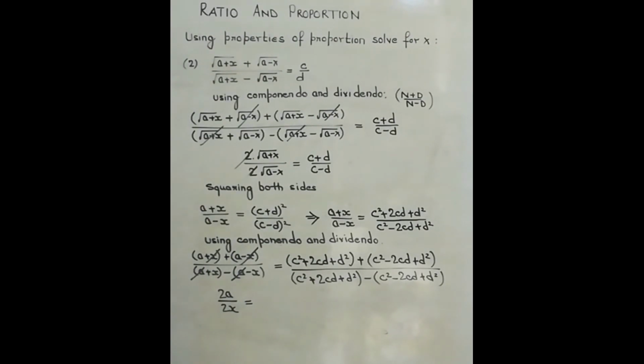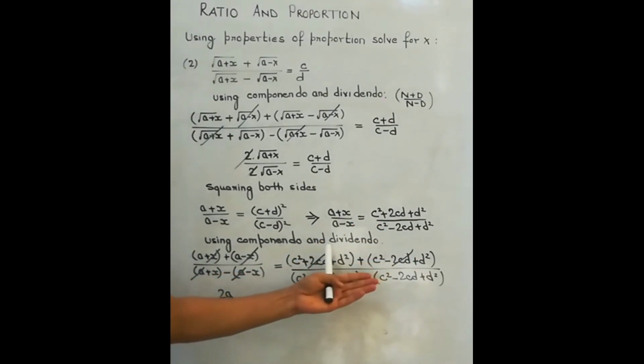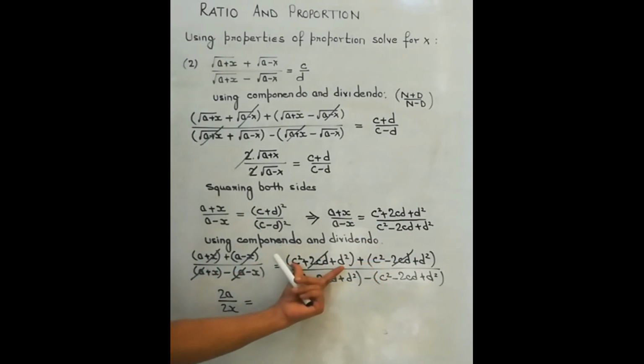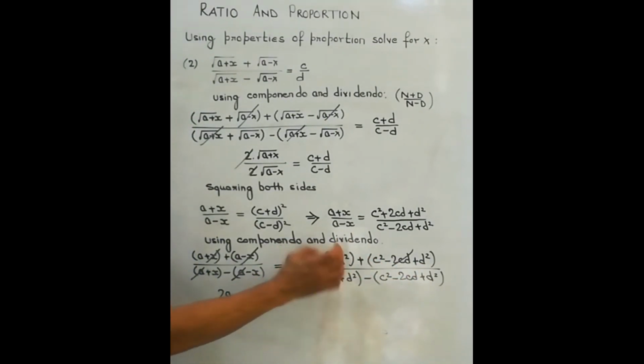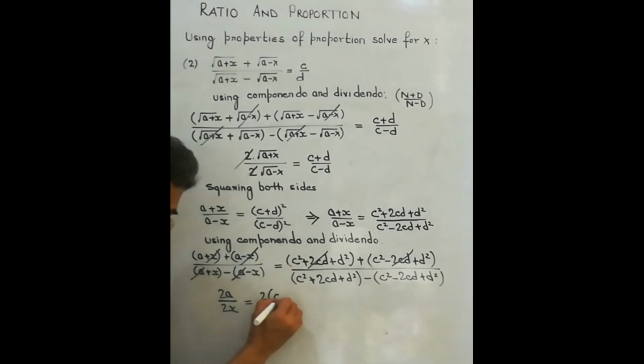Moving on to the right side. On the right side, when I open the bracket, this will cancel out. Now if this is cancelled out, let's see what is left. C square plus d square from this bracket, c square plus d square from the other bracket. So we can say that c square plus d square is left twice. So we can say it is twice of c square plus d square, like this. Hope this much is clear.